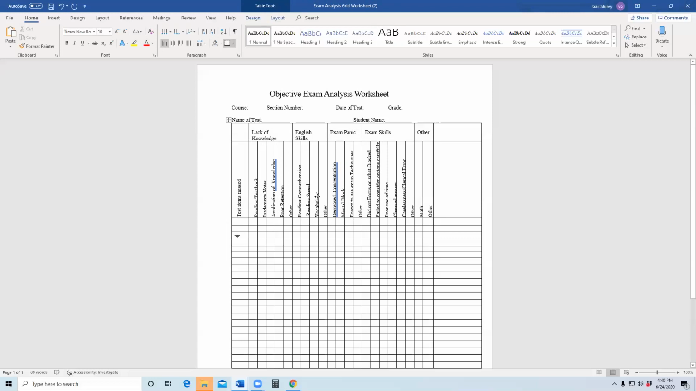Reading speed, you read things too fast or too slow. Vocabulary, there were words that you did not understand, key terminology. And then of course other, and then decreased concentration. Decreased concentration means something was going on during the test that you couldn't focus, that was distracting you. Maybe you had a mental block. You remember studying it, you remember going over the information, you just couldn't bring it back for the test.